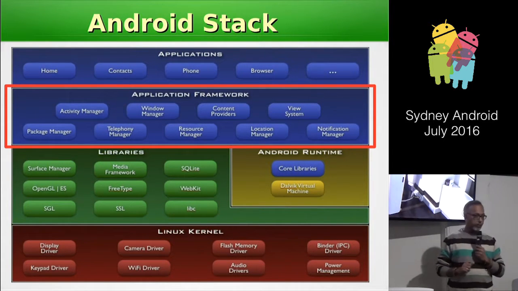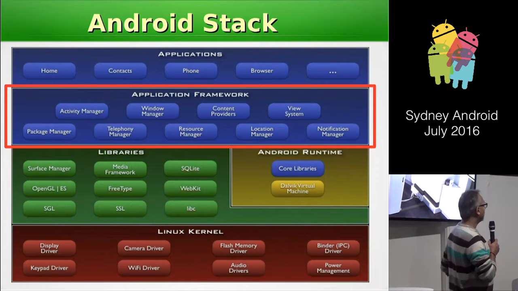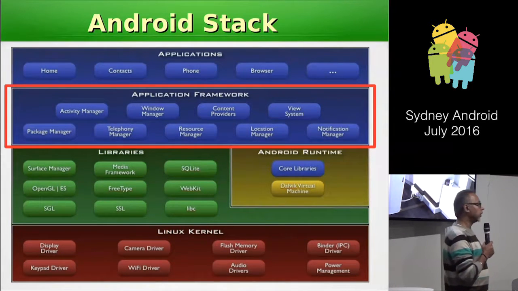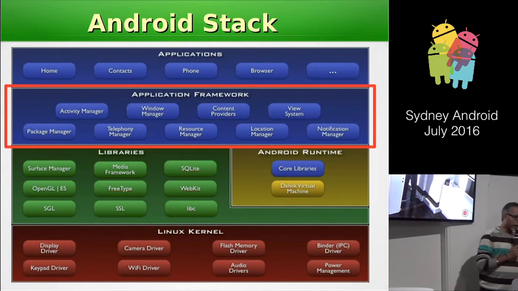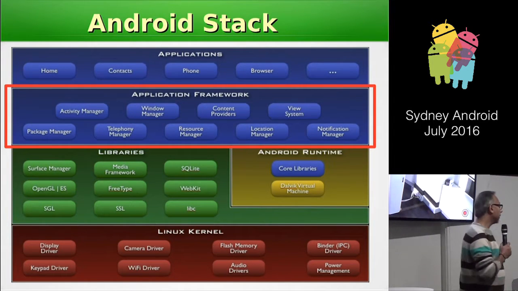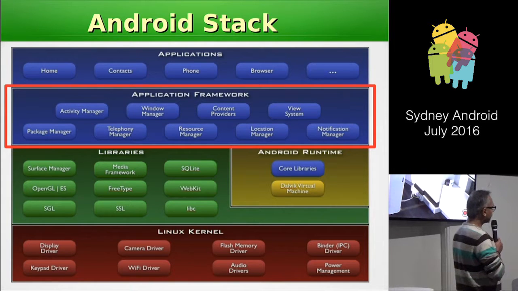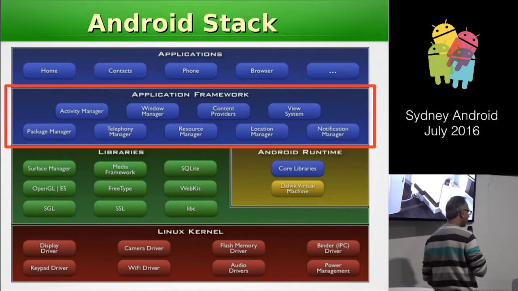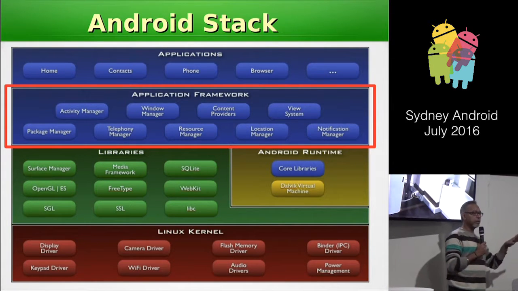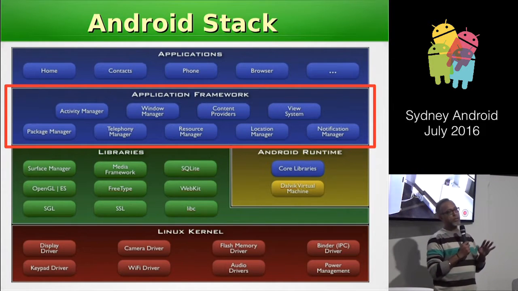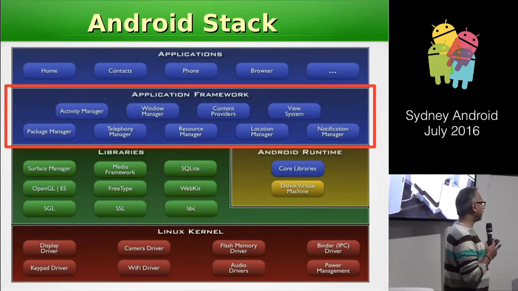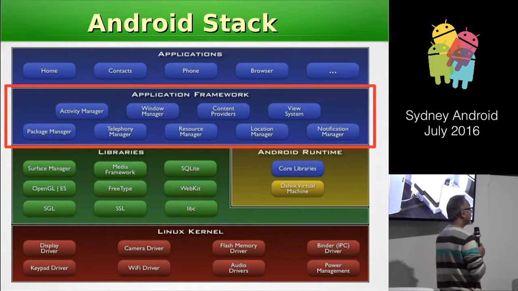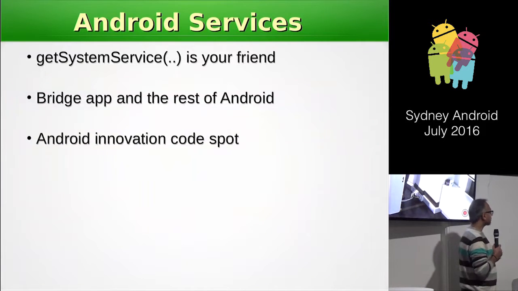So this is the Android stack. This is what runs on your devices, and this is what most people who develop apps will have to understand and know about. Tonight we're going to talk about the second layer of the stack, the application framework. That's where all the services live. All the different services that you use, whether it be network, GPS, Wi-Fi, or alarm, all live in there basically.